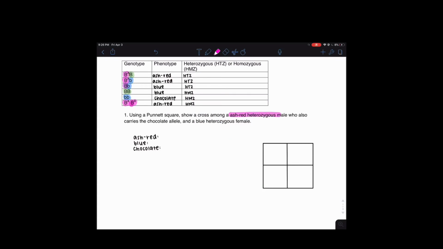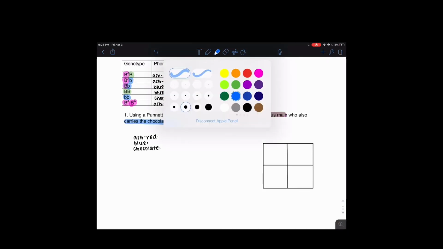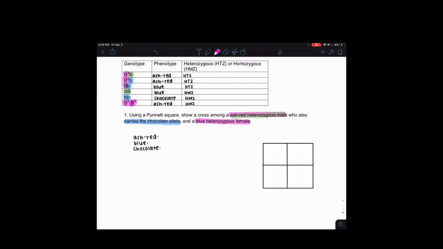Using a Punnett square, show a cross among an ash red heterozygous male who also carries the chocolate allele, and a blue heterozygous female.